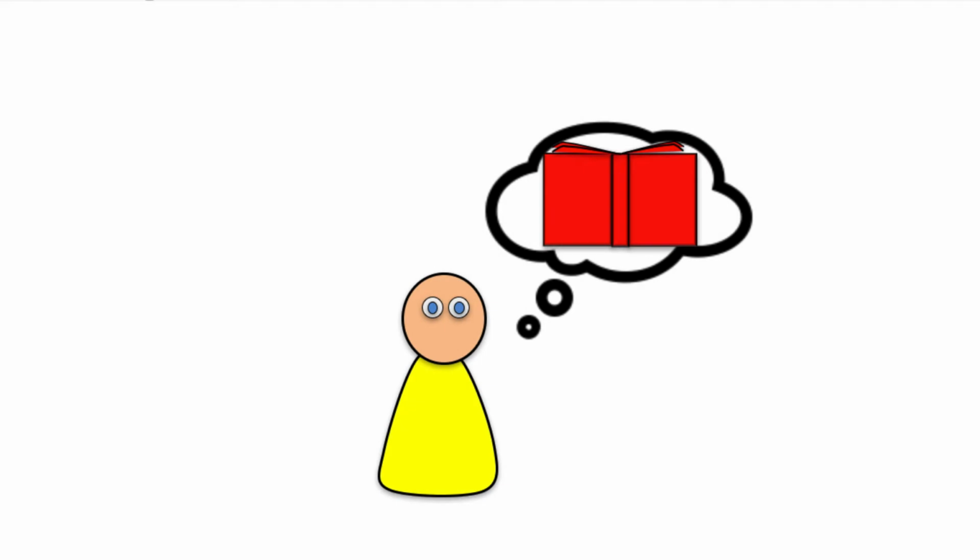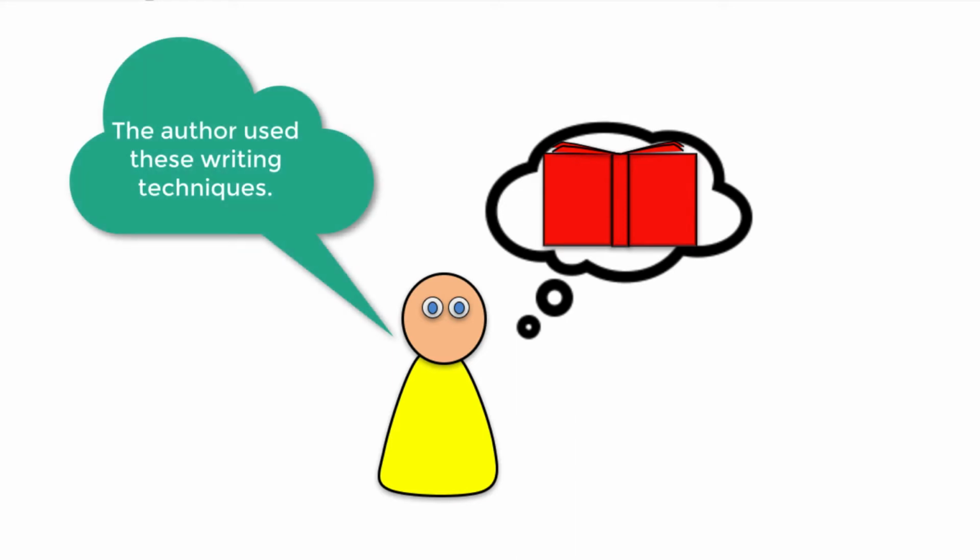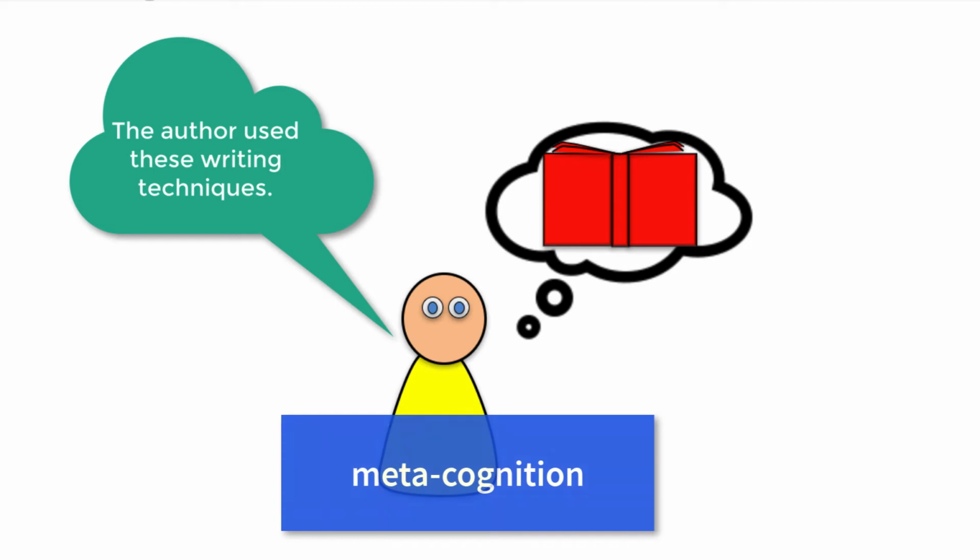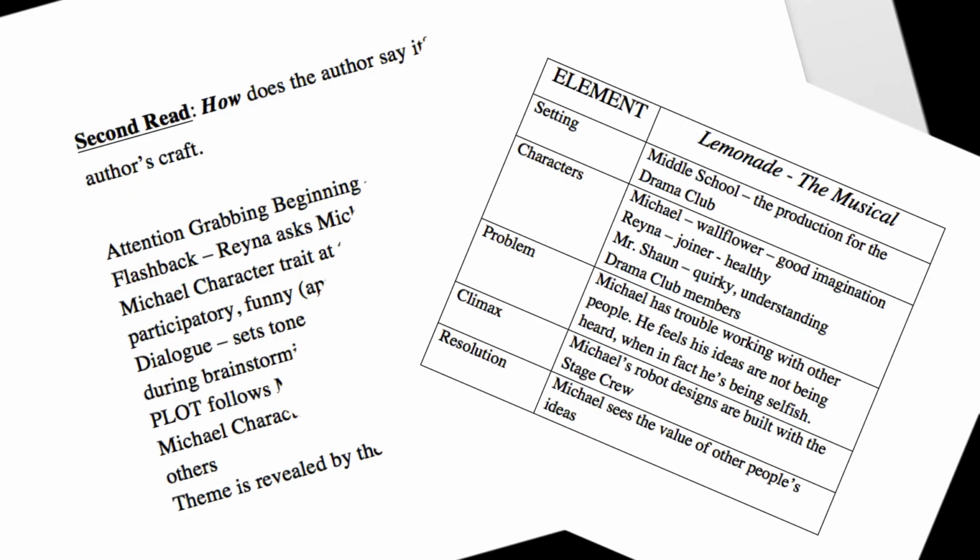The next beat of the essay examines how the author writes. The student writer steps outside of the story and comments on how the author uses the conventions of the writing craft. This is referred to as metacognition. Take this information from your second read notes.